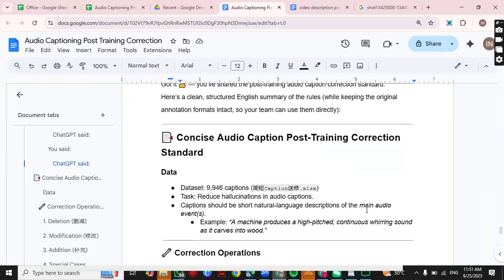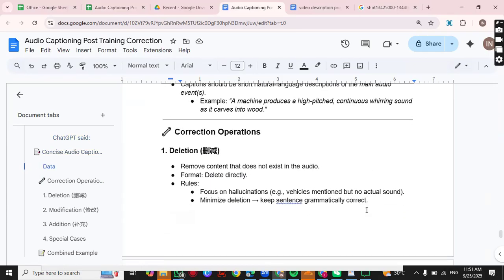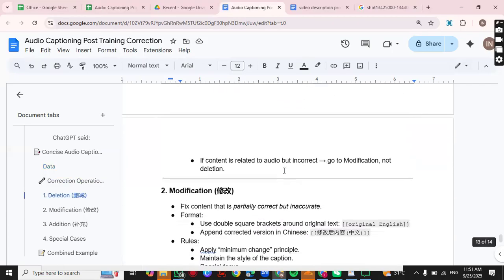In correction, we have four options. One is deletion. What is in deletion? Whatever is not in the audio and it is written in the caption, right? So suppose the audio is about rain, and there is a sound of rain and a sound of the wind, right? And when we play the audio, there is no sound of the wind. So we remove that part which is not in the audio. Simple as that. If the content does not exist in the audio, just delete it directly.